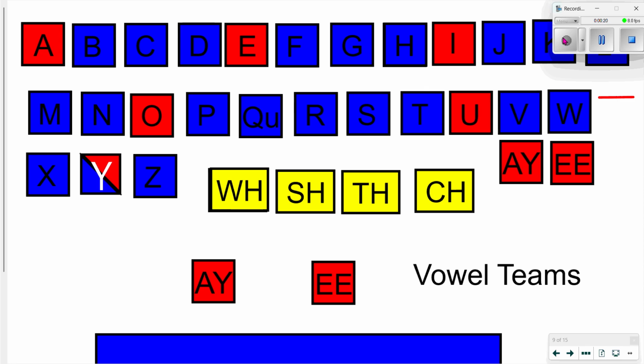about the A sound at the end of words, the E sound at the end of words, and the I sound at the end of words. And so we said these things are called vowel teams that help us make these sounds at the ends of words. And so as you're looking at the screen, remember AY is a vowel team that says A at the end of a word, and EE is a vowel team that says E at the end of a word.